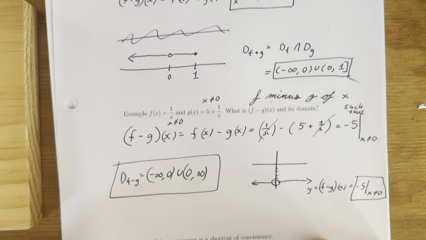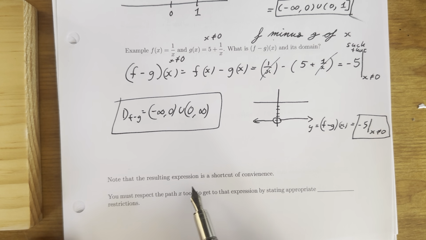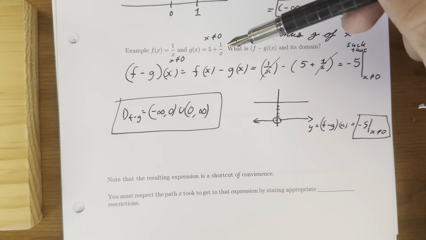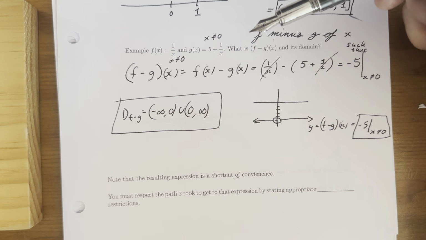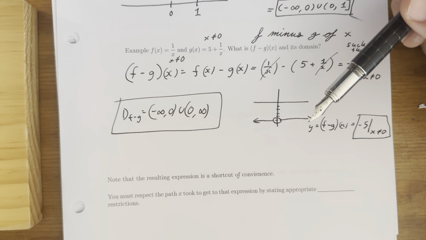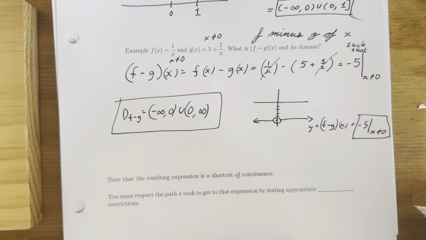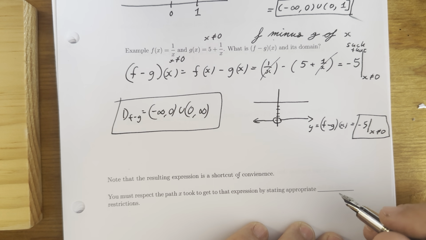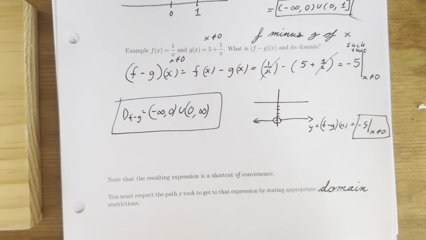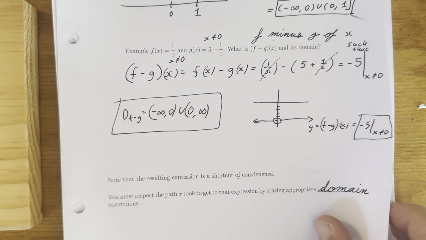So again, as I was telling you verbally, note that the resulting expression is a shortcut of convenience. You must respect the path x took to get to that expression, right? Because f and g, 1 over x dropped out of the equation, but you still couldn't divide by 0 even though they dropped out of the equation. So you must respect the path x took to get to that expression by stating appropriate domain restrictions. Okay, and that is very important.